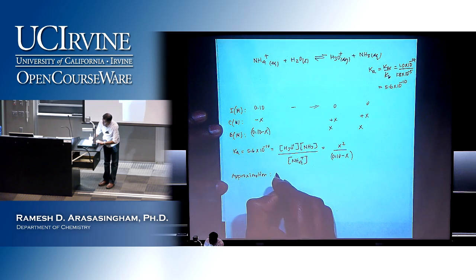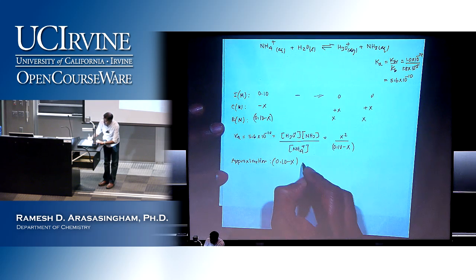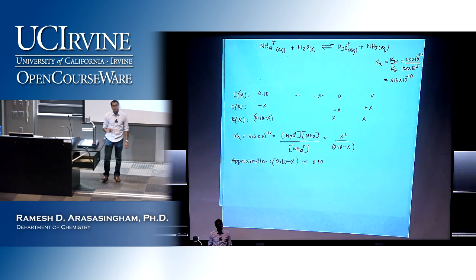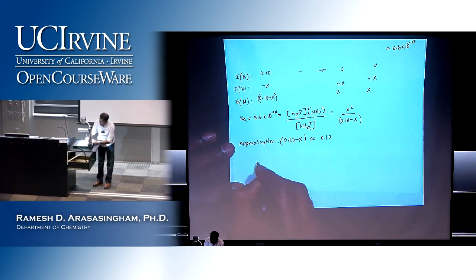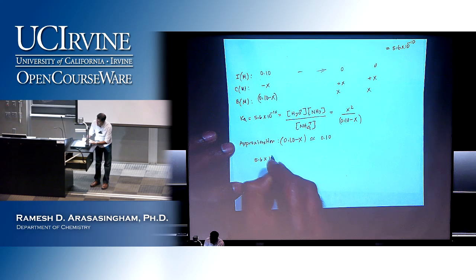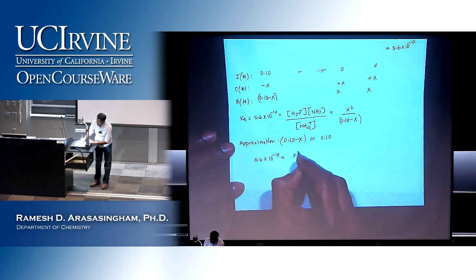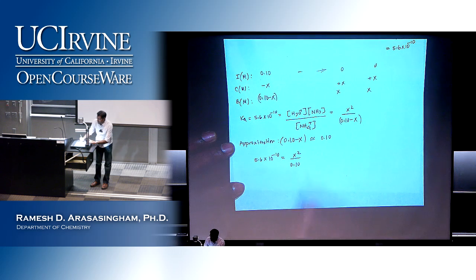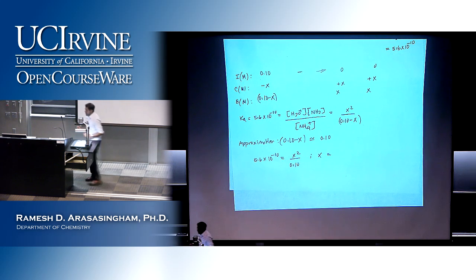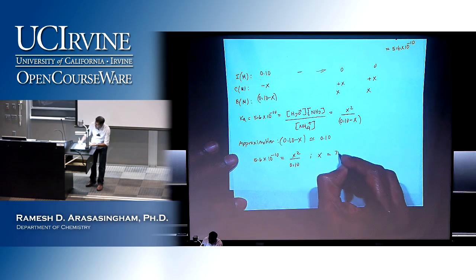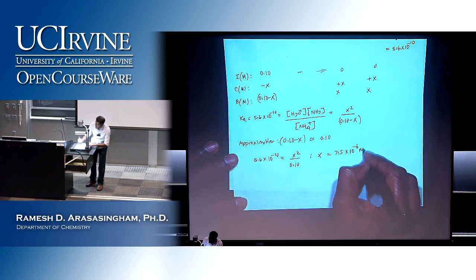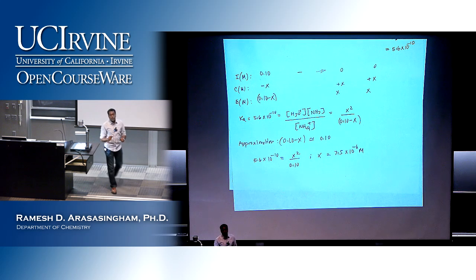My approximation is that 0.01 minus x approximates to 0.01. In other words, x is going to be so small that I can neglect it. So therefore, I can go back and say 5.6 times 10 to the negative 10 equals x squared over 0.1. And if you solve for x, x comes out to be 7.5 times 10 to the negative 6 molar.